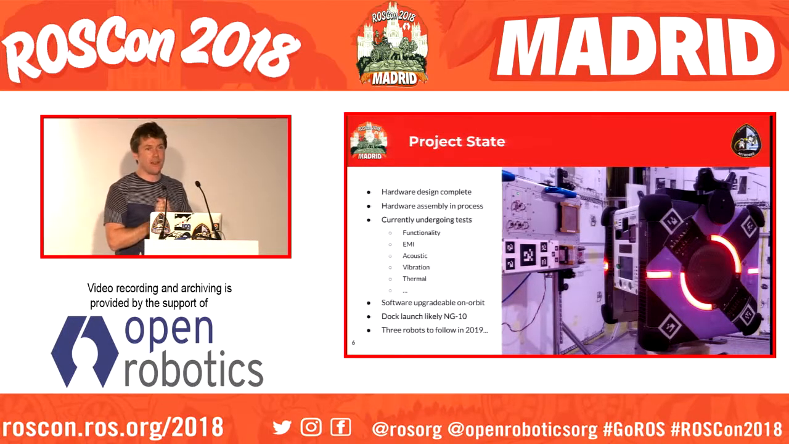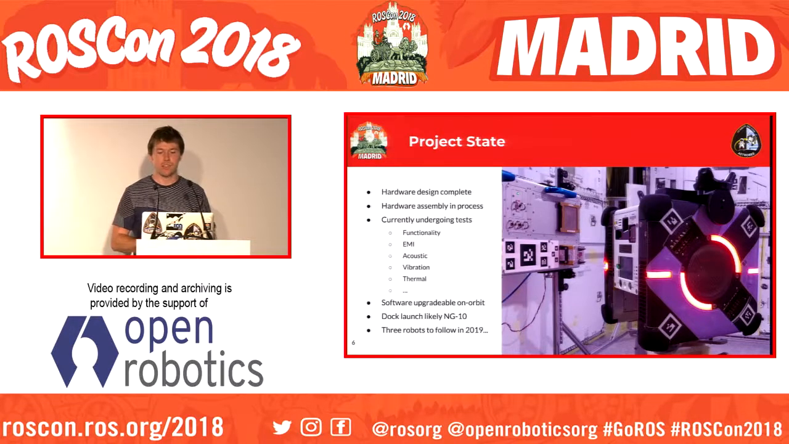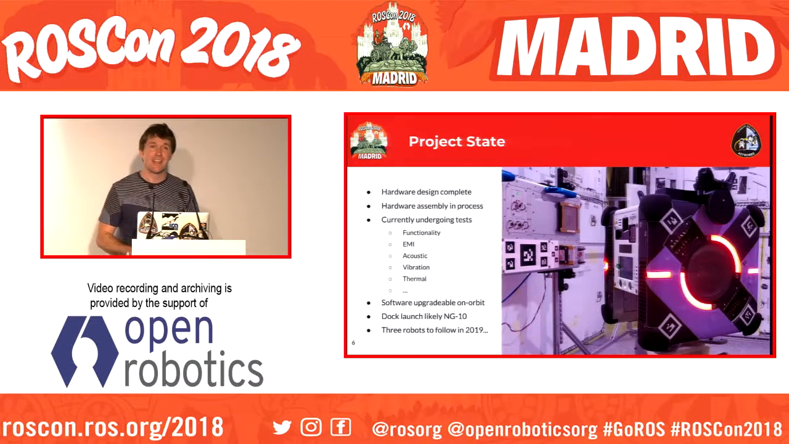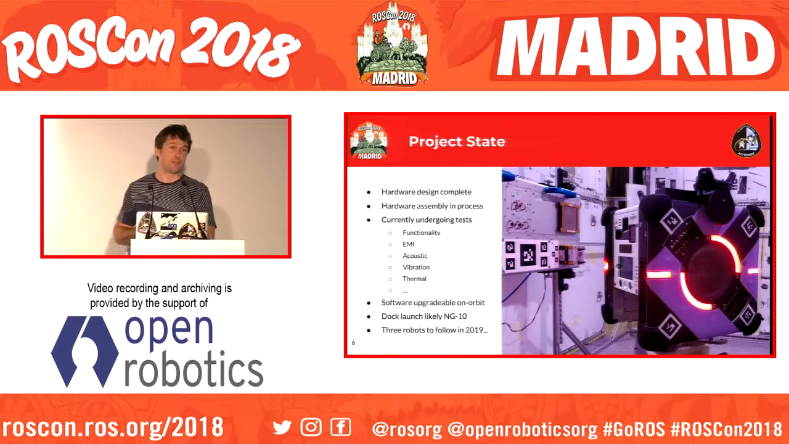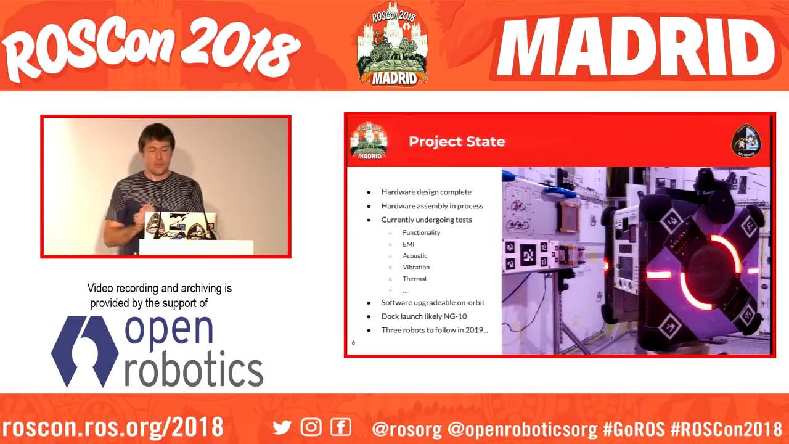The progress so far is that the hardware's been assembled to be put on orbit, and we're currently undergoing a suite of different tests. We have to check for things that in other contexts you wouldn't need to. We have to look at electromagnetic interference. We have to look at basic functionality. Does it work? Can we upgrade it? We have to check that it doesn't make too much noise, that if we vibrate it, things don't come apart, that it doesn't let off too much heat. And it goes through months and months of testing before being approved to be sent up to space. We are probably going to launch our dock on Northrop Grumman 10, which is coming up, I believe, in November. And then 3 robots will follow in early 2019.